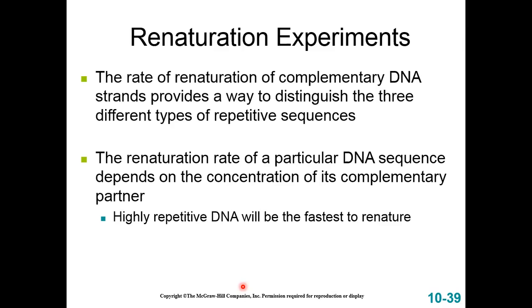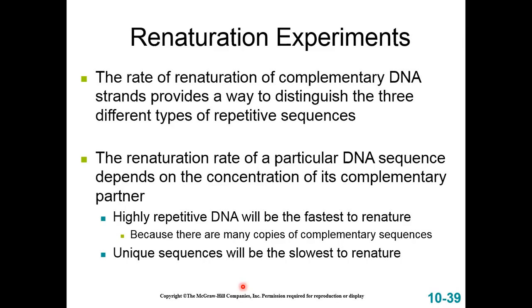The renaturation rate of a particular DNA sequence depends on the concentration of its complementary part. These experiments provide the evidence that highly repetitive sequences will rebind with each other at the higher rate, moderate sequences at a moderate rate. Highly repetitive DNA will be the fastest to renature because there are many copies of the complementary sequences. And there is a very slow rate of renaturation for the unique sequences.